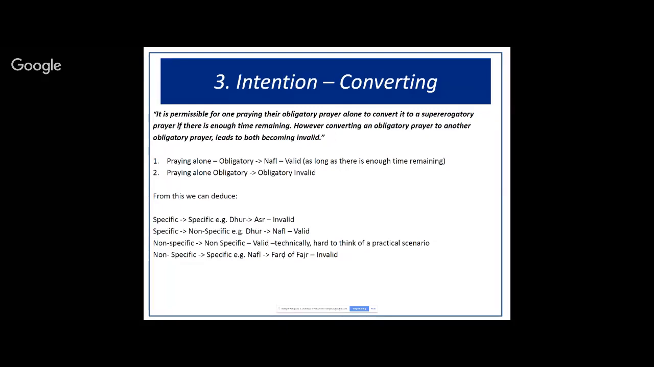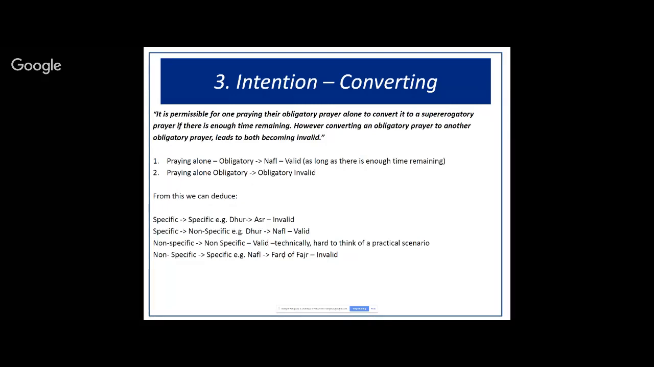The second scenario is praying alone and transferring an obligatory prayer to another obligatory prayer. So, for example, you change from dhuhr to asr. You're praying 4 rak'ahs of dhuhr, and then you intend to say, right, no, actually, I'm not doing dhuhr anymore. I'm doing asr. This is now changing an obligatory to an obligatory.